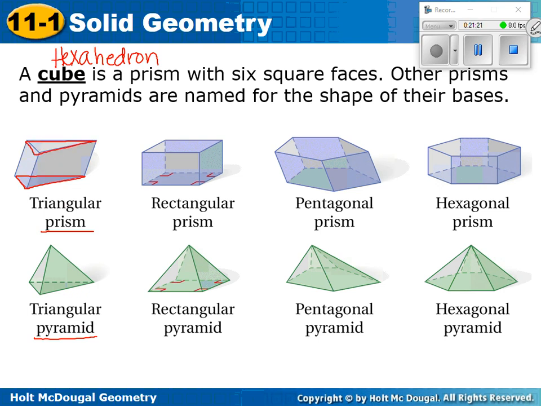Triangular prism, rectangular prism, pentagonal prism, hexagonal prism. Some teachers say pentagonal and hexagonal. I can't say it that way. I grew up saying pentagonal and hexagonal. But pentagonal and hexagonal are what some people say.